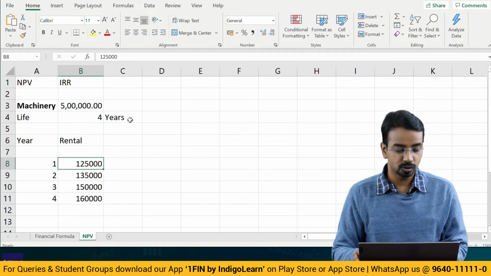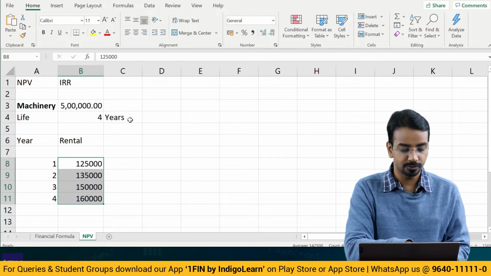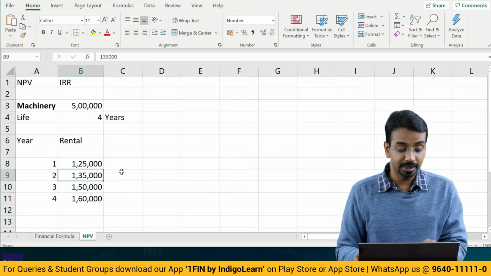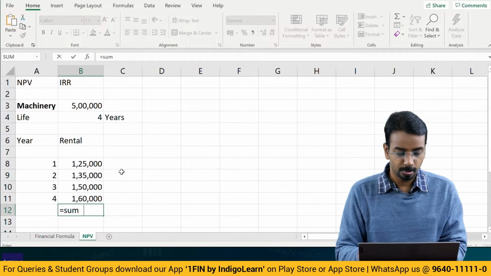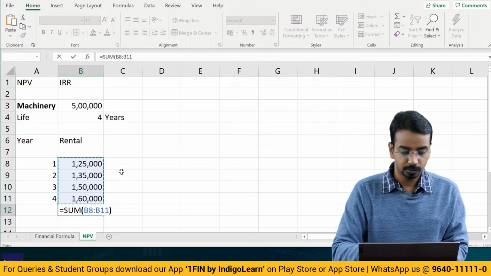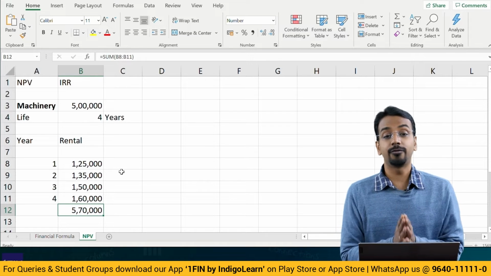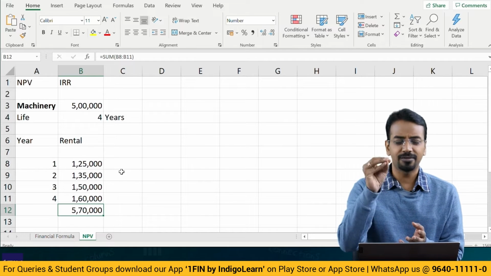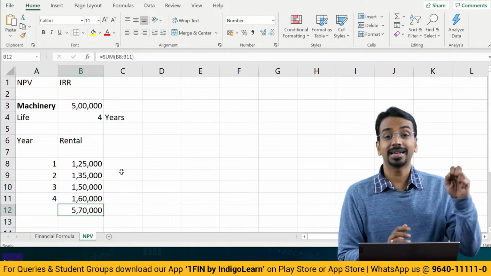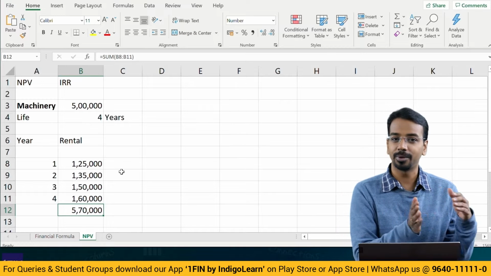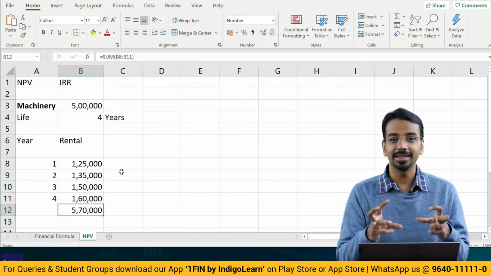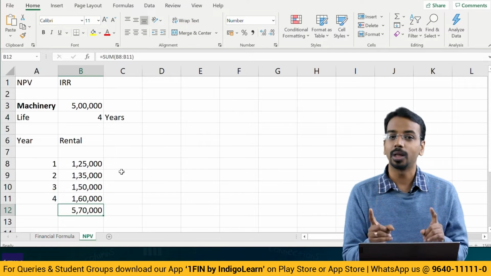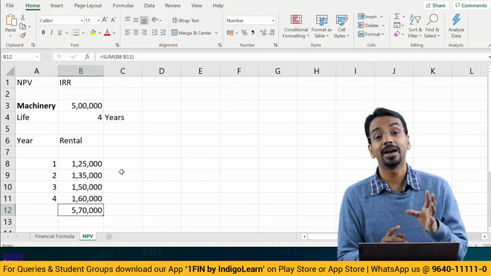Every year you get paid. So let me just convert this into decimal, Control Shift 1. So I've reduced the number of decimals. Every year you get some amount of rental, and if I total this up, there is a total inflow, or an income, of 5,70,000. Now you will say, I paid 5 lakhs today, I got 5,70,000 in the coming 4 years, and hence there is a net profit of 70,000. This is what you can calculate, but one thing that you are missing here is the time value of money.